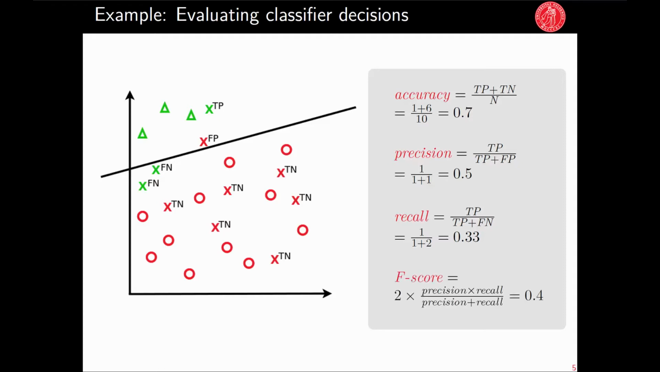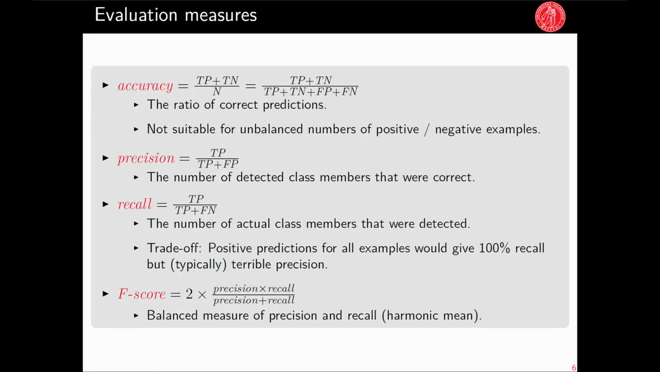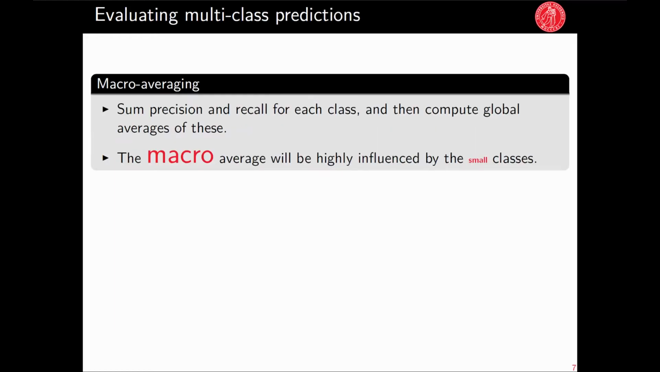Okay, there's also a measure called the F-score, which combines precision and recall. That balances these two measures into one single score. Okay, this basically just sums up all the comments that I just made about the different evaluation measures. You have that in the lecture notes for reference later.